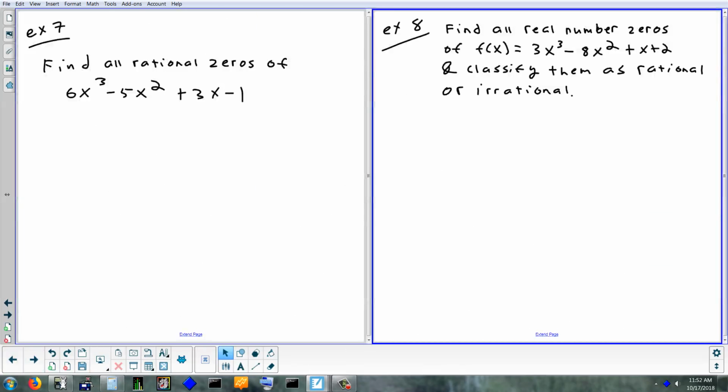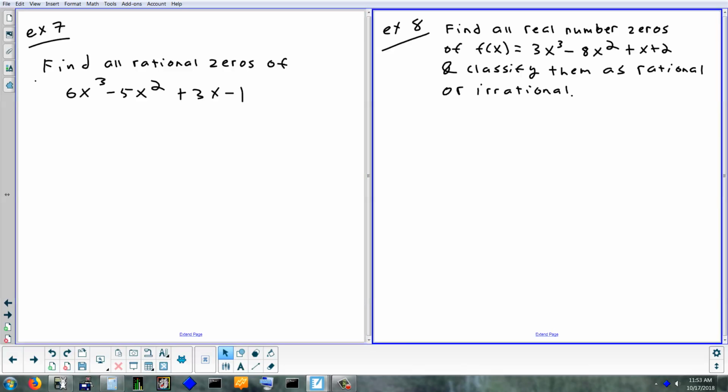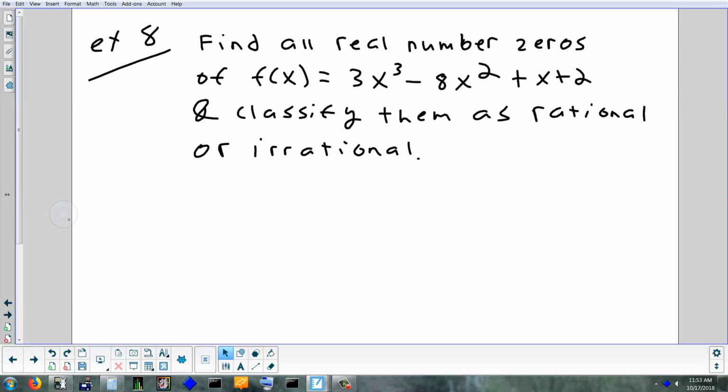Eight? Okay, so 8 is asking you to find all the roots, whether they are rational or irrational. So that means if you need to use the quadratic formula, do it. 7 is kind of like the last ones. Just find the ones that are rational, only the ones that come out nice. If they're going to come out nice, you're going to be able to factor it. If you can't factor it, that's when quadratic formula comes in.